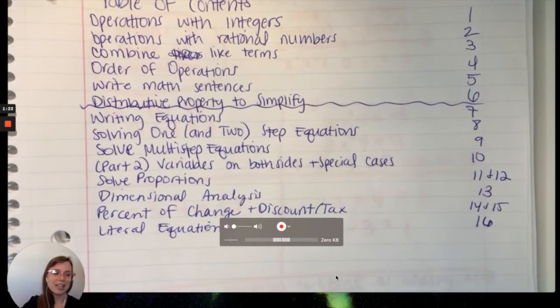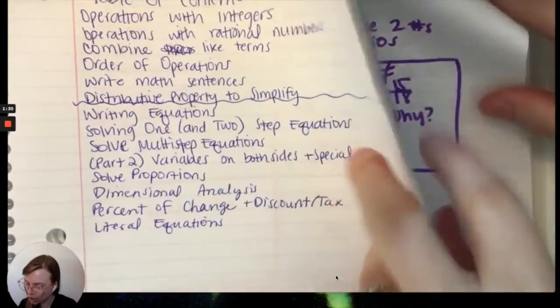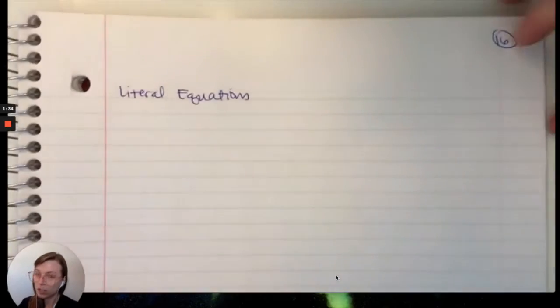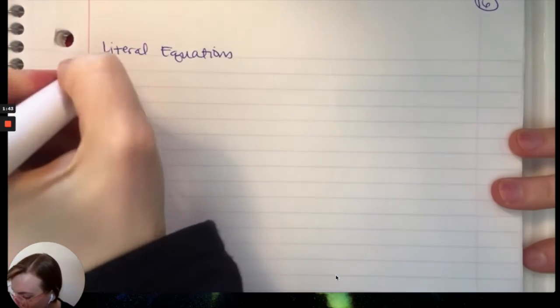Okay, so literal equations. We're on page 16. It's just one page. We're going to make a KWL chart and it'll be amazing. Literal equations. I'm going to do blue and gray. So, literal equation. Sounds really scary, huh? But it's actually not. It literally isn't.